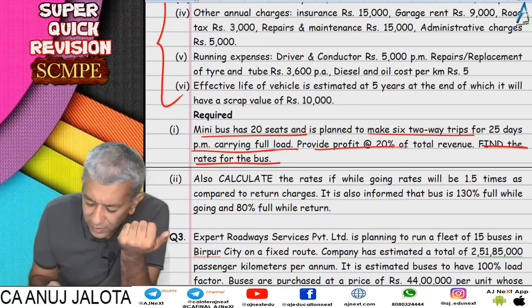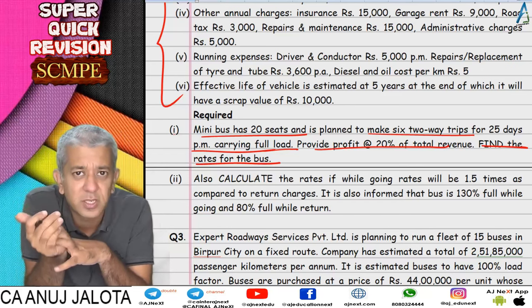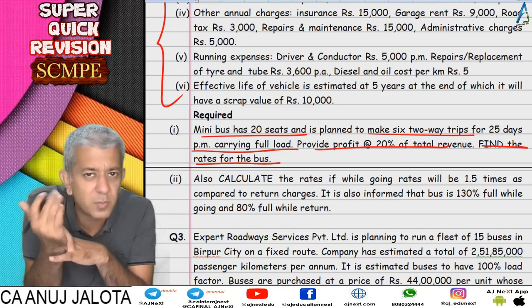Provide profit at the rate of 20% of total revenue. So it is 20% of sales. Means 1/5 of sales will become 1/4 of cost.